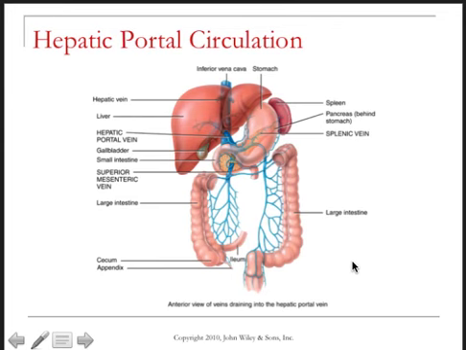And so this is just showing you the setup with the GI organs draining into the liver through the hepatic portal vein, okay, shown right there, the gateway to the liver. And then in the liver, all this cleaning and nutrient content adjustment goes on. And then we leave via the hepatic vein into the inferior vena cava.